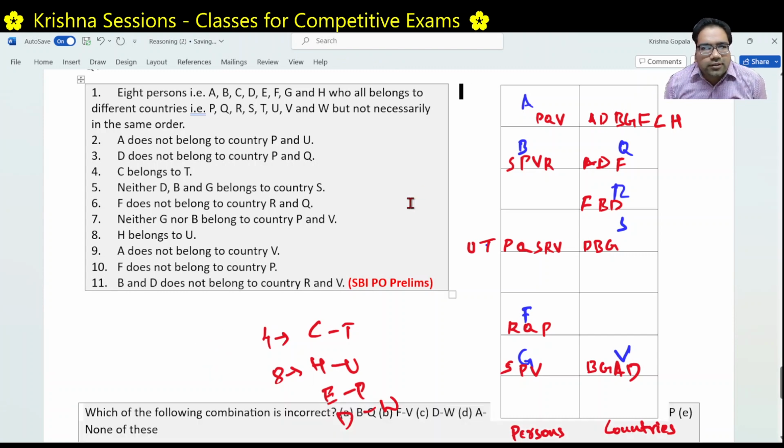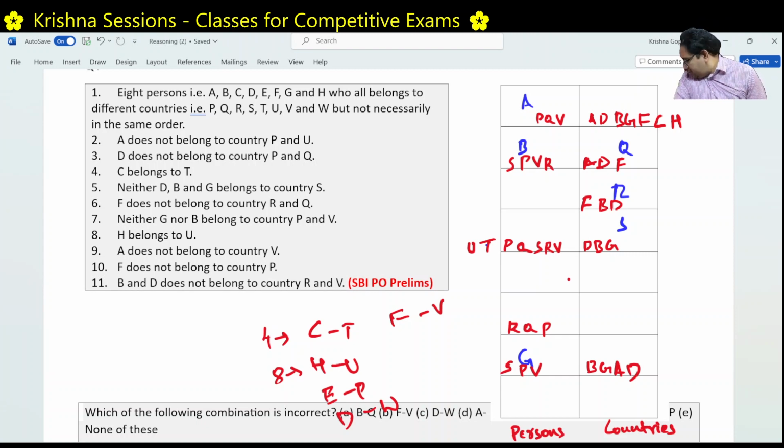Okay. Now let's look at the remaining A, B, F, G, Q, R, S, V. Now look at this V. A, B, G are not possible for this V. So what is left? Only F is left. So that means F will go to V. We can eliminate F and V also.